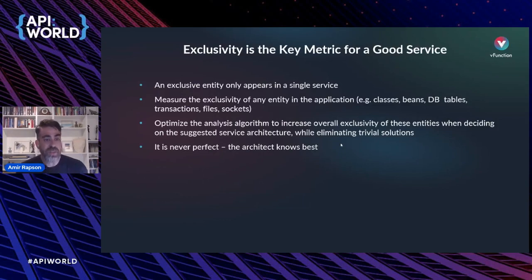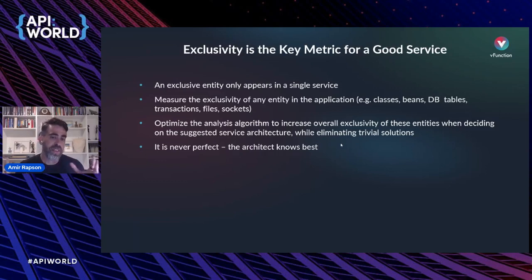So let's start by talking about exclusivity. I said I wanted to convince you that this is really the key metric for what's a good service, so let's define it. An exclusive entity is an entity that appears only in a single service. We can think about that entity, for instance, as a class. We need a class to appear only in a single service in the application.